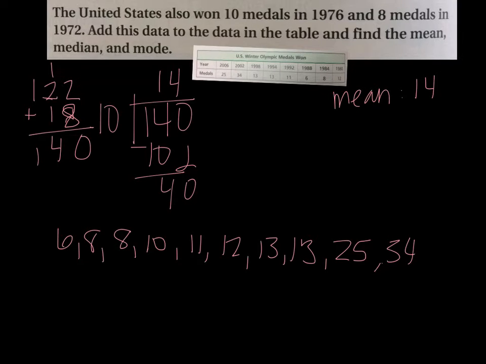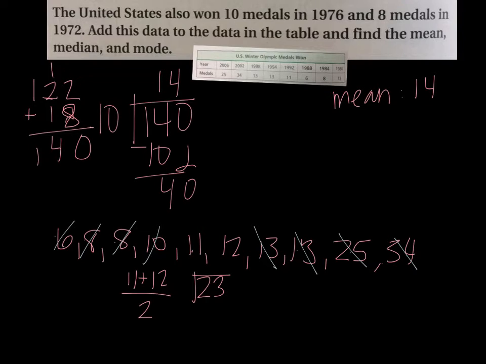So then again, I'm going to cross off from the outside to find the number that's in the middle. Let's see, 1, 2, 3, 4. 1, 2, 3, 4, 5. I guess I'm trying to go way too fast today. So 11 and 12, now I need to find the average of 11 and 12. 11 plus 12 divided by 2 would be 23 divided by 2.